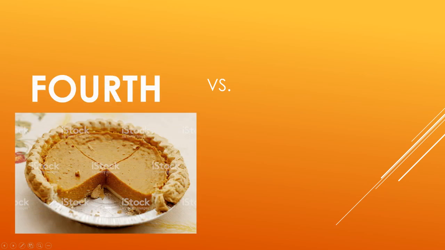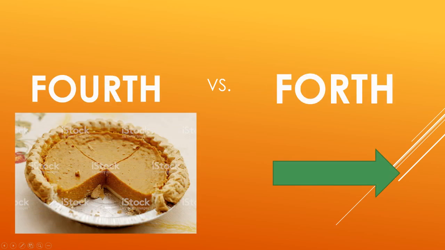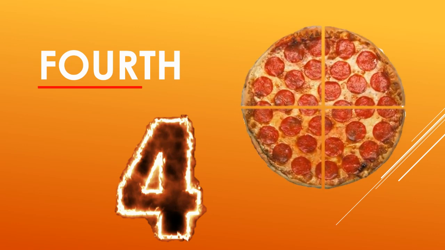So our first pair is fourth, like a fourth of something, versus fourth, back and forth. So when we say fourth, like a quarter of something, it has the word four, like the number, in it, which makes sense because a fourth is one piece when you cut something into four. So you can't spell fourth without the number 4.